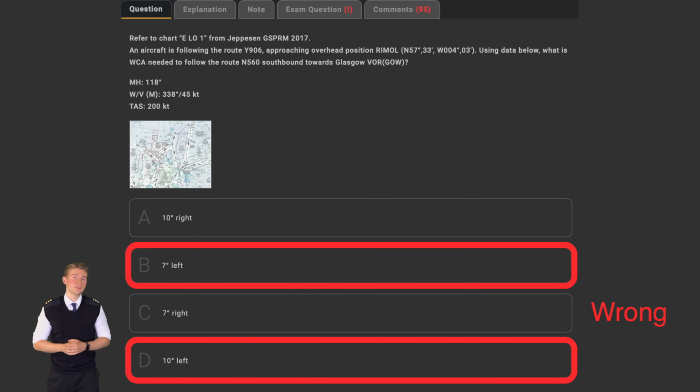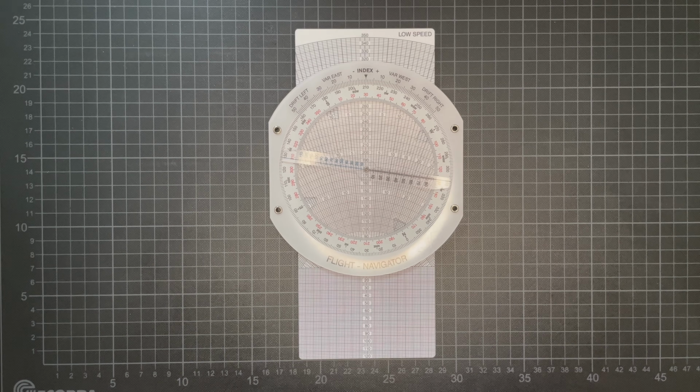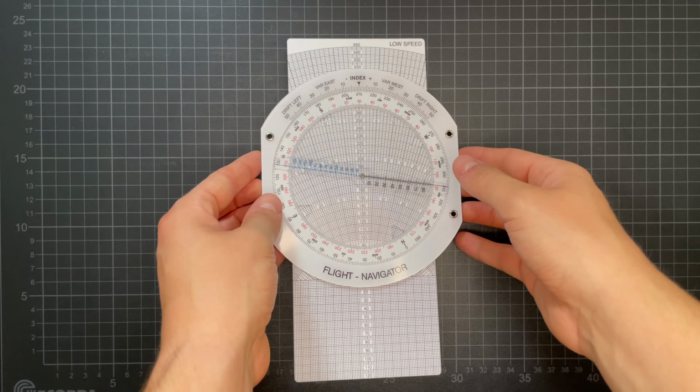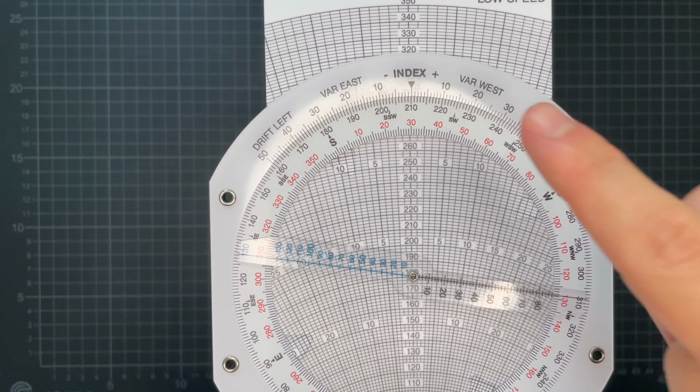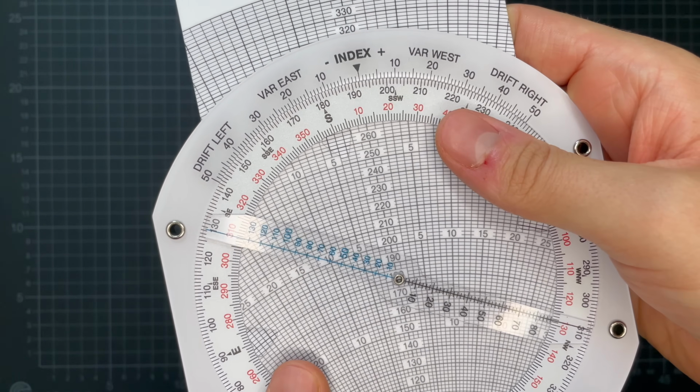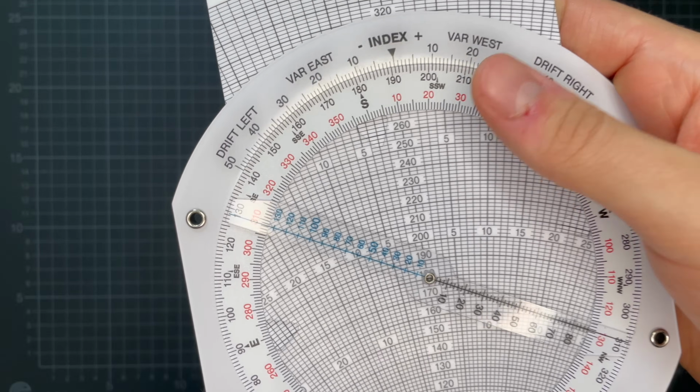The easiest way to determine the wind correction angle is with the analog flight computer. I will now show you how it's done. Okay, so if you have a version of a mechanical flight computer that has a wind pointer, it's quite easy. First, you start up top with the index and you are going to place your true course underneath it. In our case, this is 191 degrees.